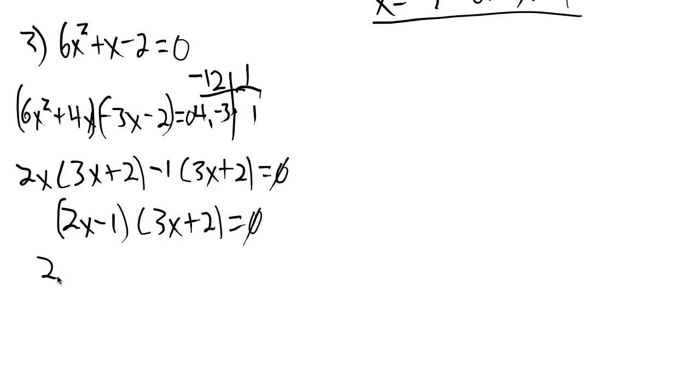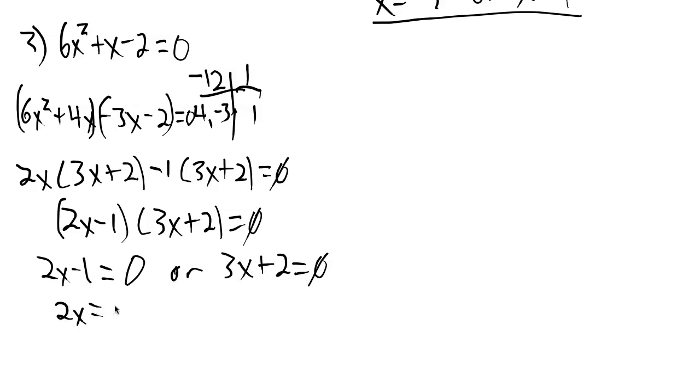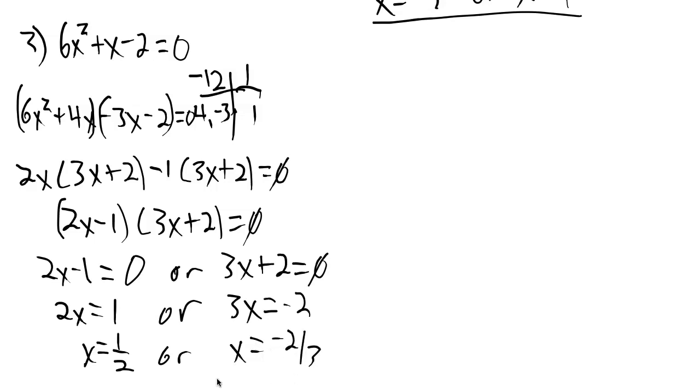Split this up. So we get 2x minus 1 is equal to 0, or 3x plus 2 is equal to 0. And solve. This is 2x is equal to 1, or 3x is equal to negative 2. And that becomes x is equal to 1/2, or x is equal to negative 2/3.